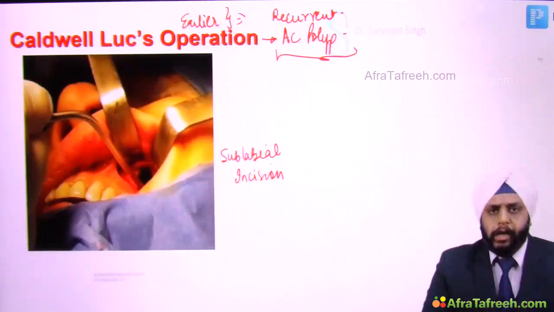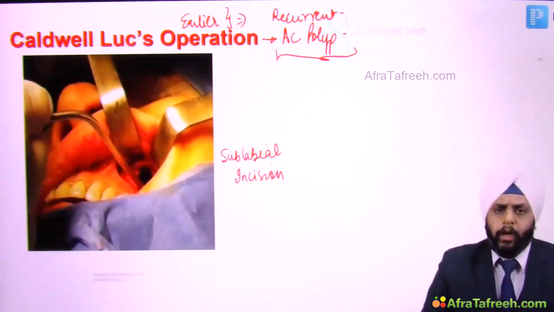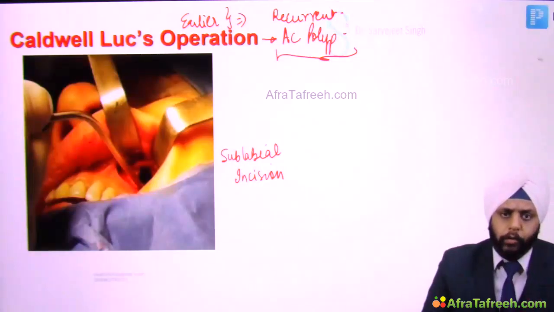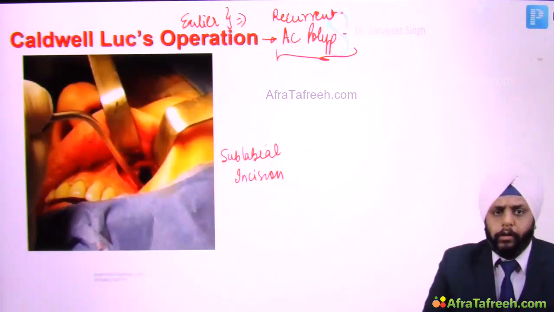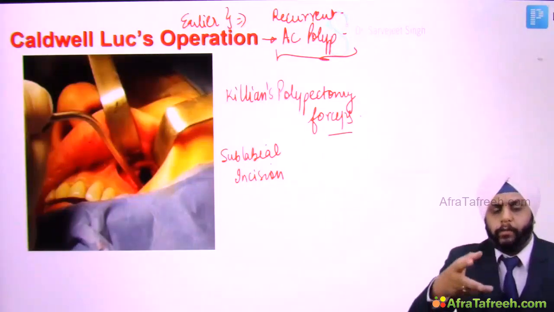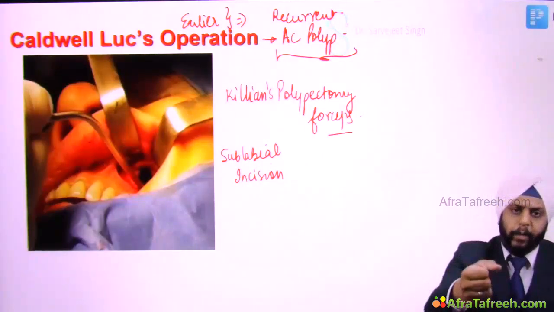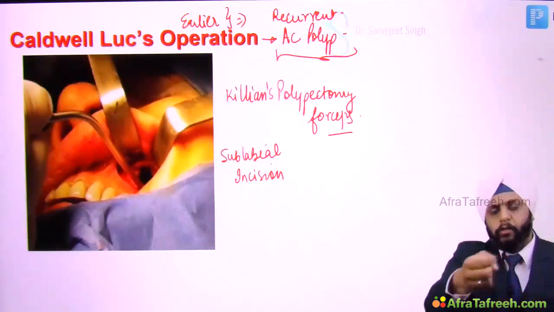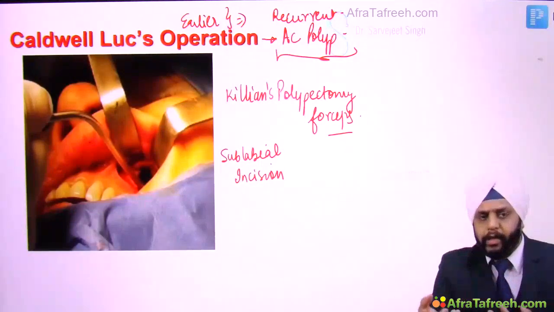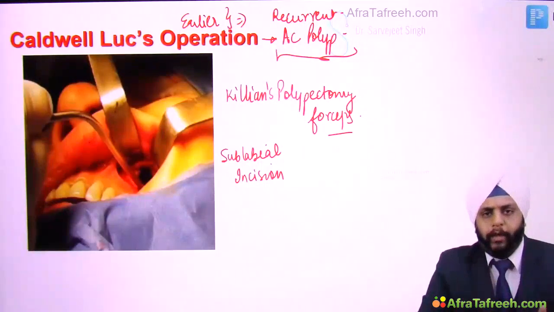Why? You see, earlier, before we had discovered FES, the endoscopic sinus surgery, what was done for antrochoanal polyp was that you will take a Killian's polypectomy forceps. Okay, so you will take this polypectomy forceps in the nose, it will grasp the polyp and then you will pull the polyp. So when you pull the polyp slowly and slowly, it was believed it will break from inside the maxillary antrum, it will come out and your problem will be solved.